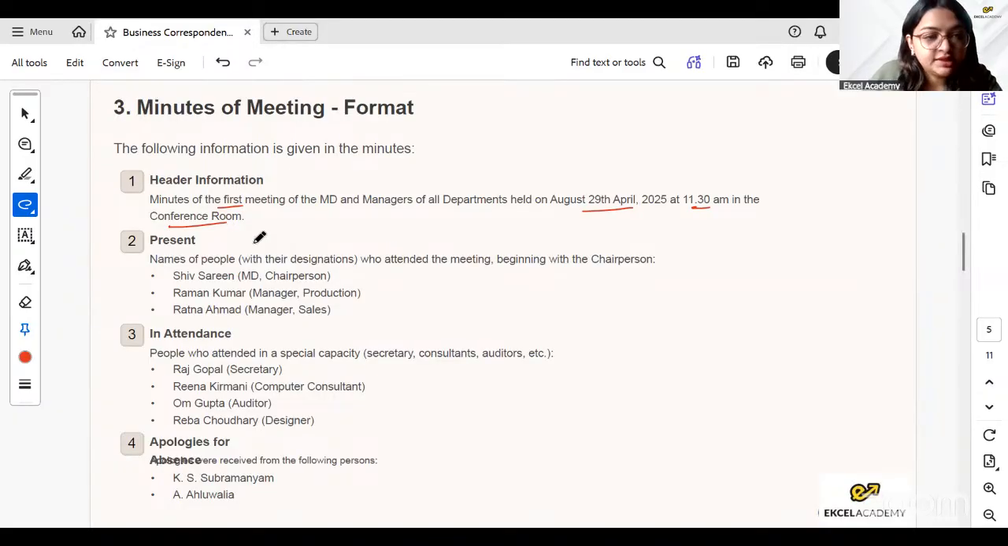Present, who were present, right? So you had your MD, your manager. Okay, so we are not talking about a board meeting. These examples are from a very generic meeting. In attendance, people who attended the meeting in special capacity. Okay, so you had your secretary, you had your consultant, then you had your auditor, and then we have your apologies for absence, saying these two people did not attend the meeting, right?